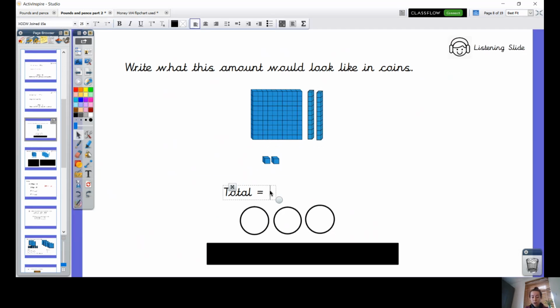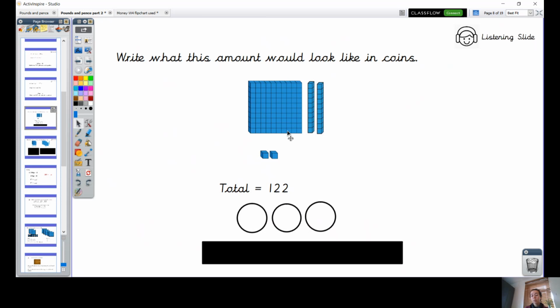We normally start with the hundreds, don't we, unless we have to exchange, but I can see we don't need to exchange on this one. So I've got 100, I've got 2 10s, and I've got 2 1s. So my total is 122. Right, now I want to see if I can write this total in coins. Now, there's quite a lot of ways of doing these questions, so you might have a different idea to me, and that's okay. But I think for mine, I'm going to challenge myself and I'm going to use the least amount of coins possible.